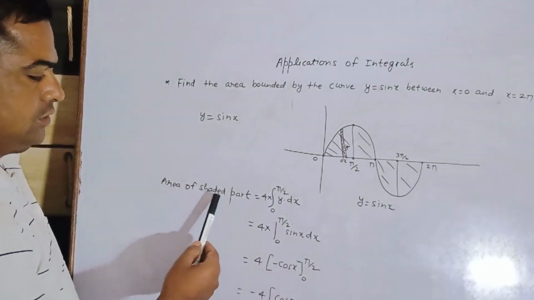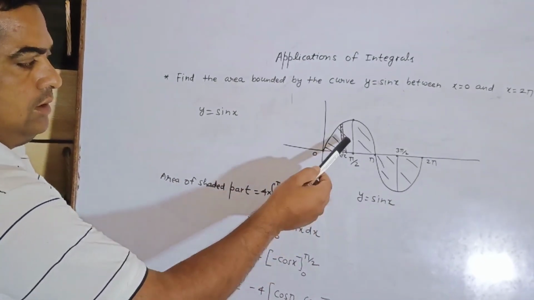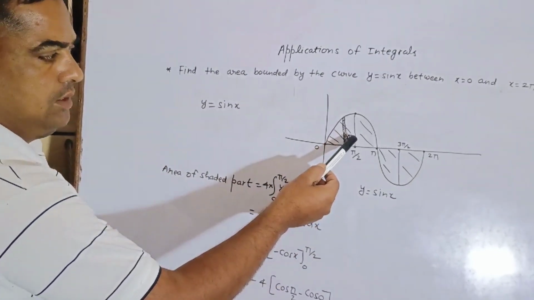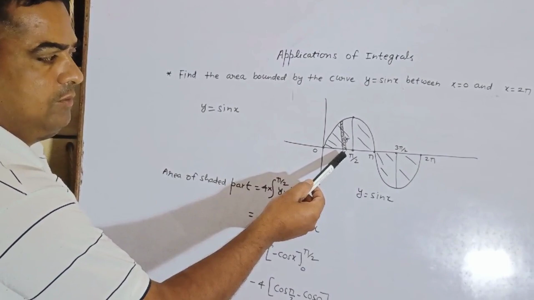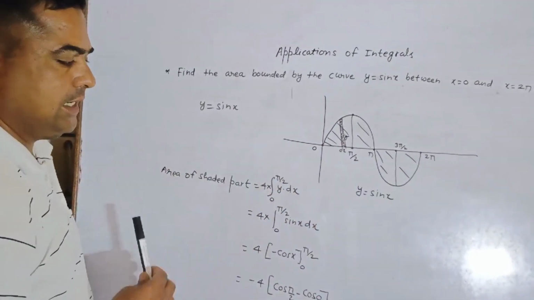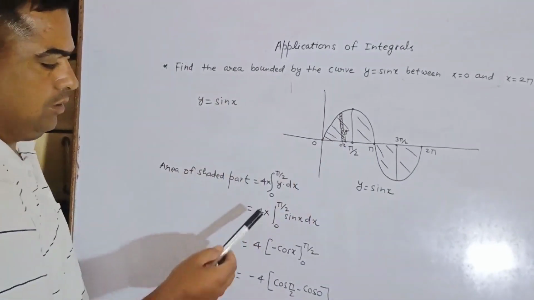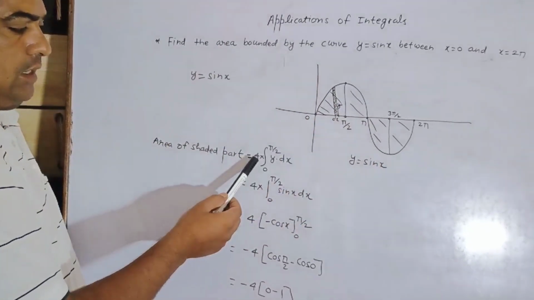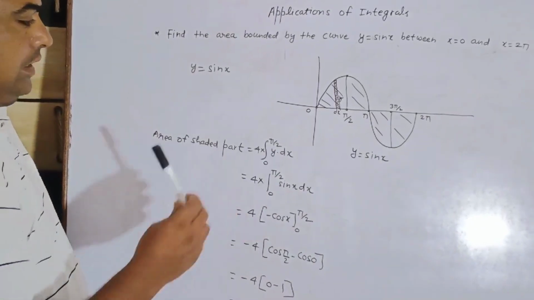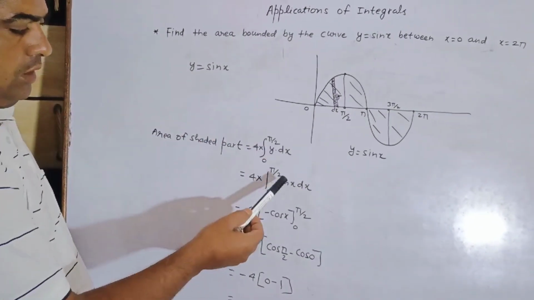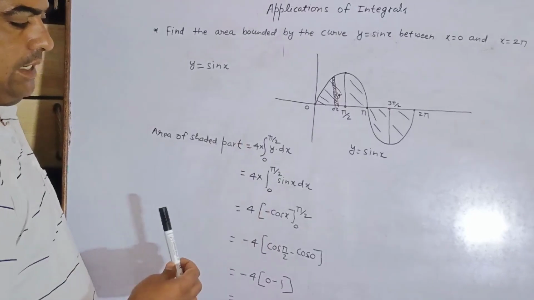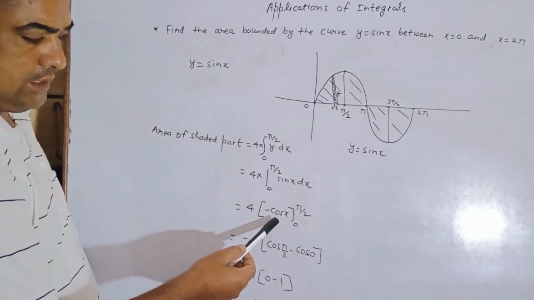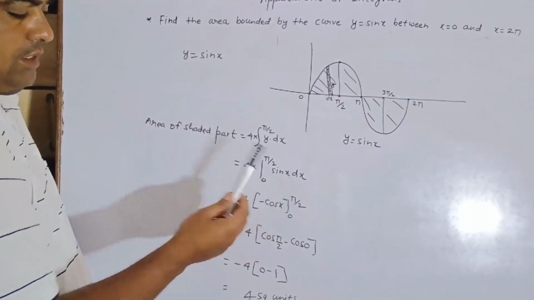So we know the area of the shaded part is equal to y into dx, because you know very well the length of the strip is y and the breadth will be dx. So the area will be y dx, with limits from 0 to pi by 2. There are 4 equal parts, 1 2 3 4, so we multiply by 4. Now what is the value of y? Y equals sin x, so we put the value of y as sin x into dx, and the integral of sin x will be minus cos x, with limits 0 to pi by 2.